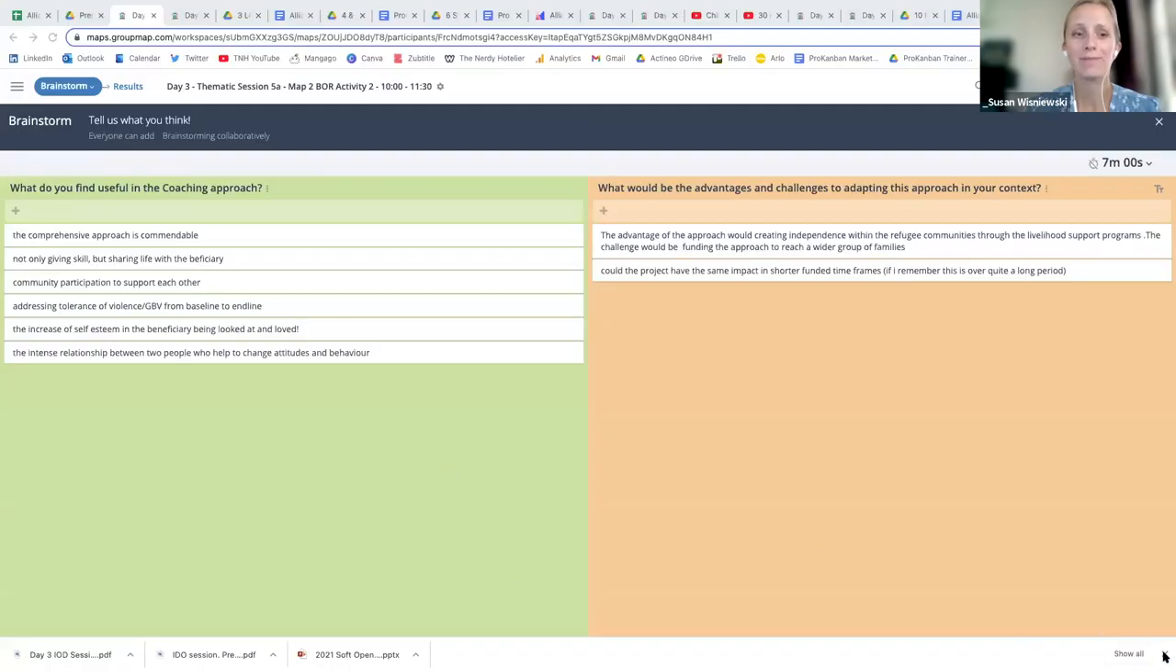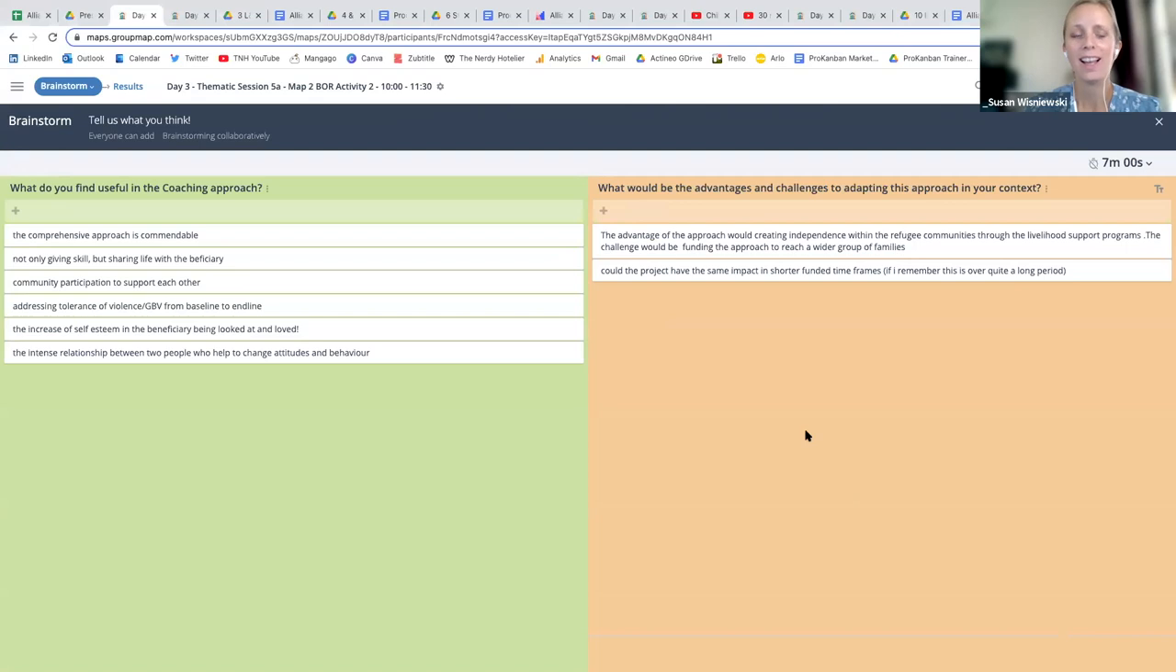So looking at what is useful, what really struck me is the interaction between the coach and the family, which is very much appreciated, and the increase of self-esteem as well. And that the coach shares regular interactions and life with the beneficiaries.